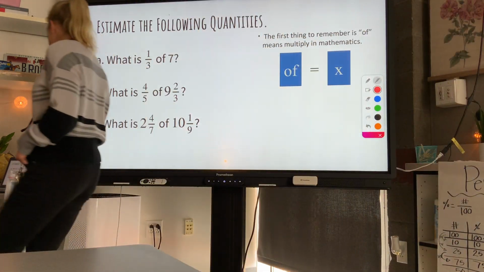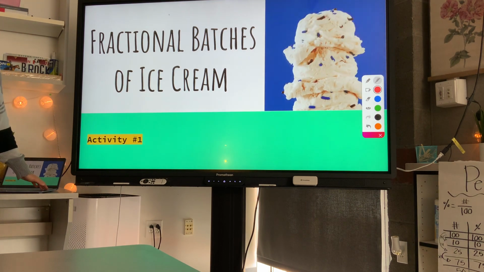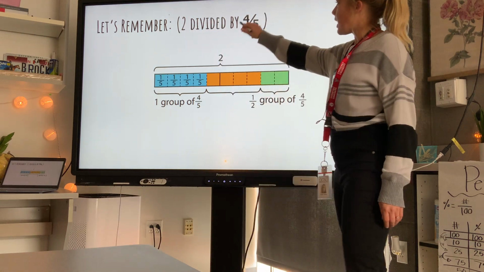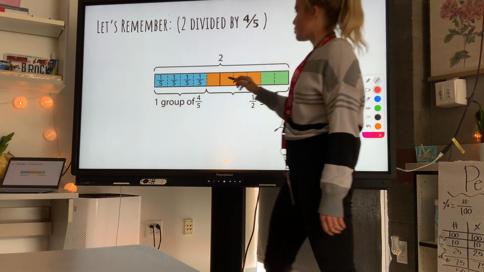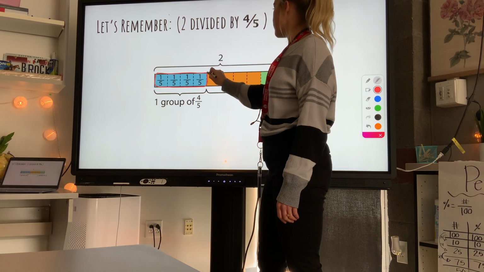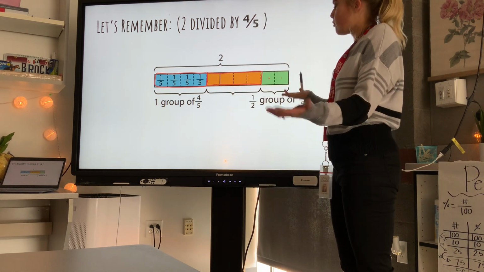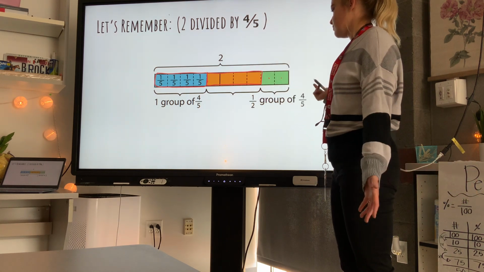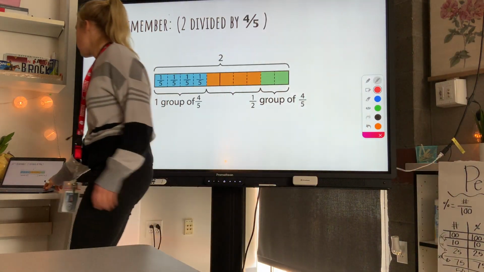Okay, so moving on. First activity, fractional batches of ice cream. Ice cream, yum, yum, yum. So it says, let's remember 2 divided by 4/5. So if we're looking at the whole number 2 and we're splitting it into groups of 4/5, you could be like, okay, this is one group of 4/5, this is 2 groups of 4/5, and then I have 1, 2 out of the 4 I need to make a full group of 4/5, so it would be 2 1/2, so a half of a group of 4/5. So that's kind of how we did it last time in class.